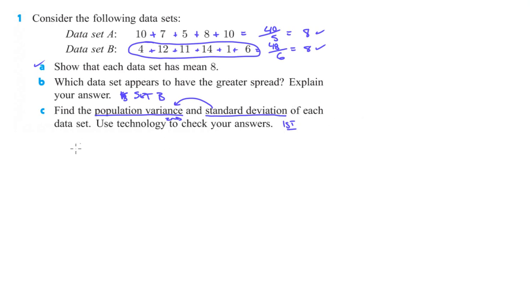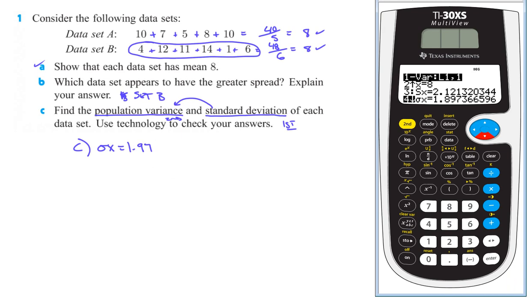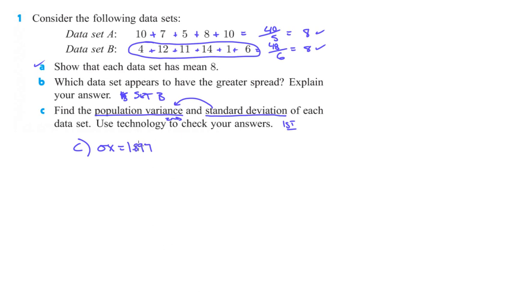So for C, standard deviation is 1.897. So forth and so on.